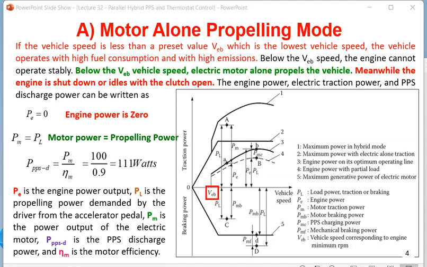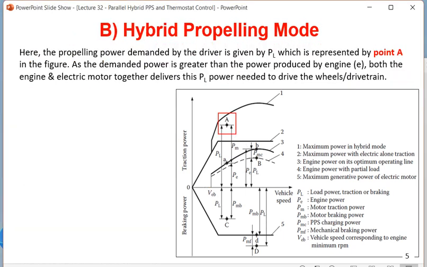Let us now see the next mode for the parallel hybrid electric drivetrain. It is called the hybrid propelling mode. You are finding this point A. This point A is far above line 2 or line 3. Line 2 is the maximum output power from the electric motor alone. Line 3 is the maximum or optimal efficiency output from the engine alone. This is not mode A, this is mode B, but it is point A. So mode B is depicted by point A.